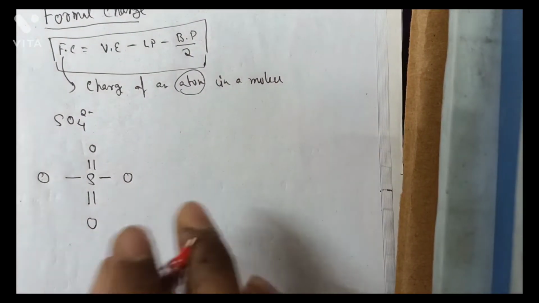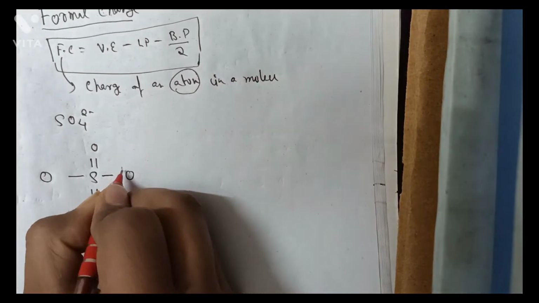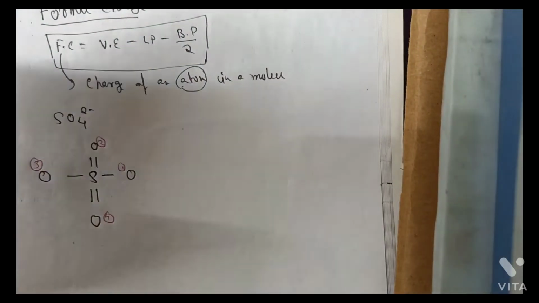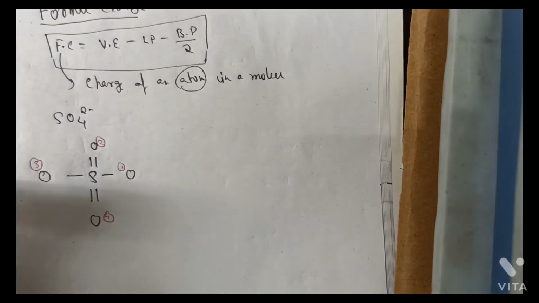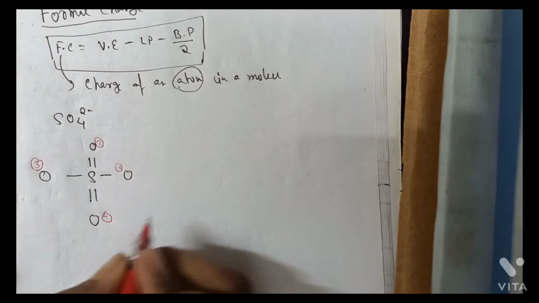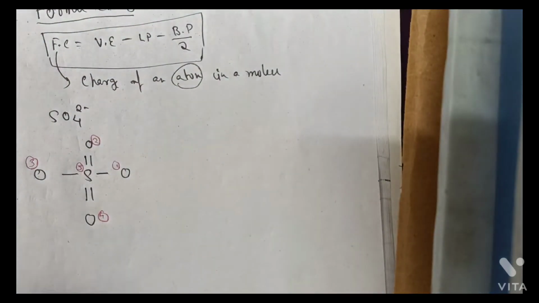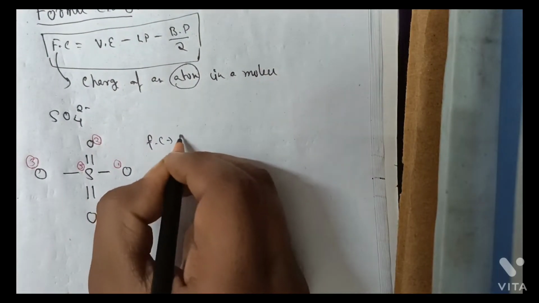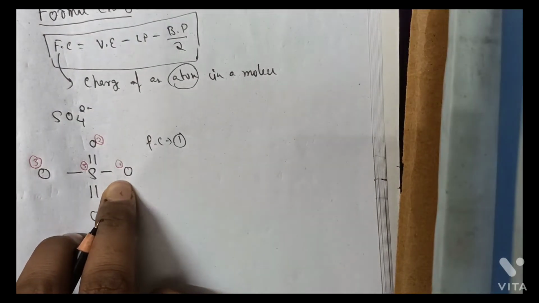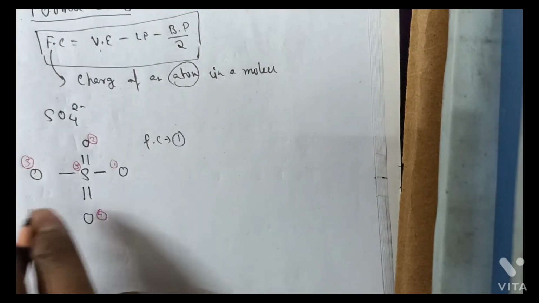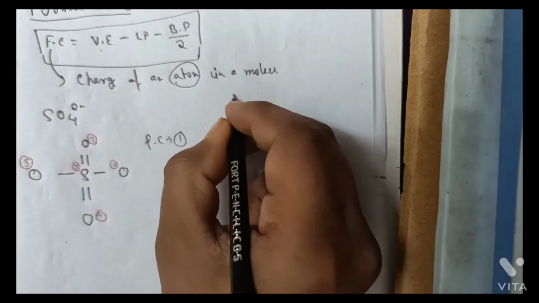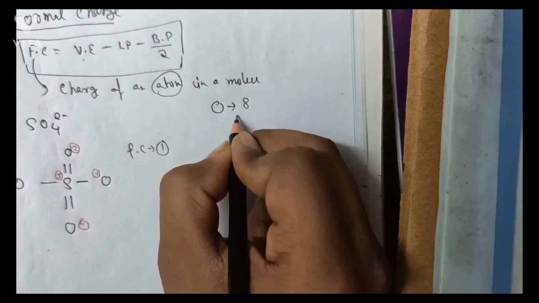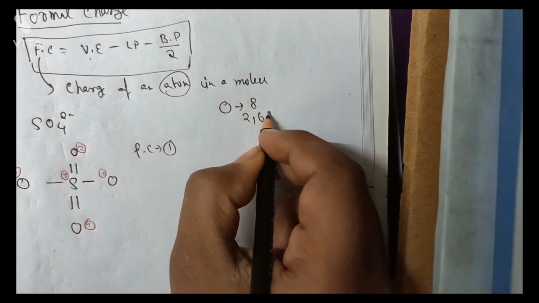Okay, to better understand, we're gonna mark the atoms with numbers first, because there are four atoms of oxygen and we might get some confusion. So first we can calculate the formal charge for atom number 1, which is this oxygen. First let's find the electronic configuration of oxygen. Atomic number is 8, electronic configuration 2,6. So its valence electron is 6.